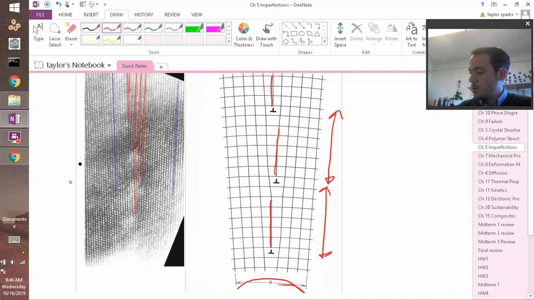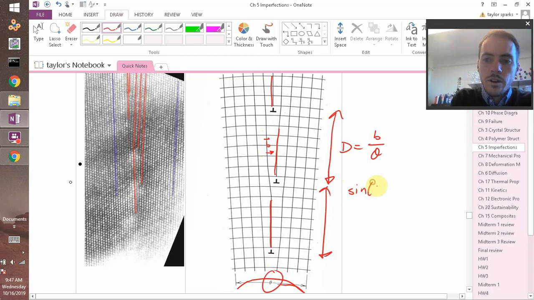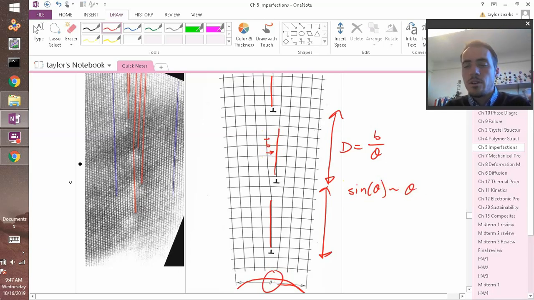Because it's a low angle, we can do some geometry to figure out the separation distance between these. So if this is D, the separation distance between these edge dislocations, that's going to be equal to b over theta, where b is your Burgers vector, right? That's your Burgers vector b. And then theta is defined right down here as the angle mismatch. The reason we can do that is because sine of a small angle is just equal to that angle. So the sine of 5 degrees is just 5 degrees approximately, right? That only works for small angles, not for big angles, okay?